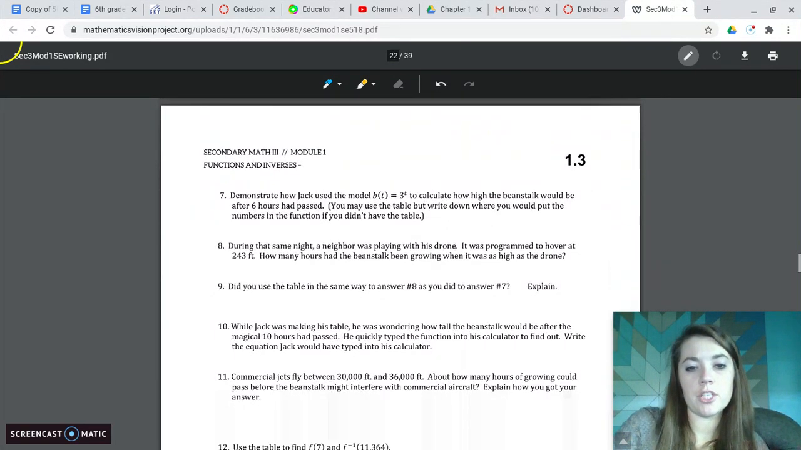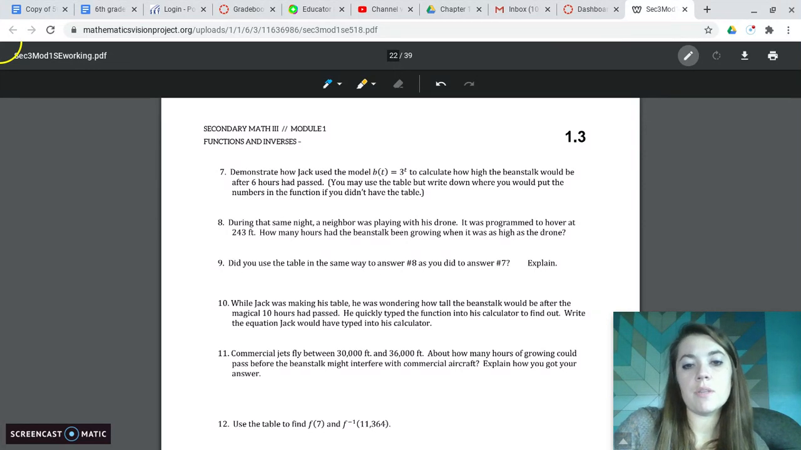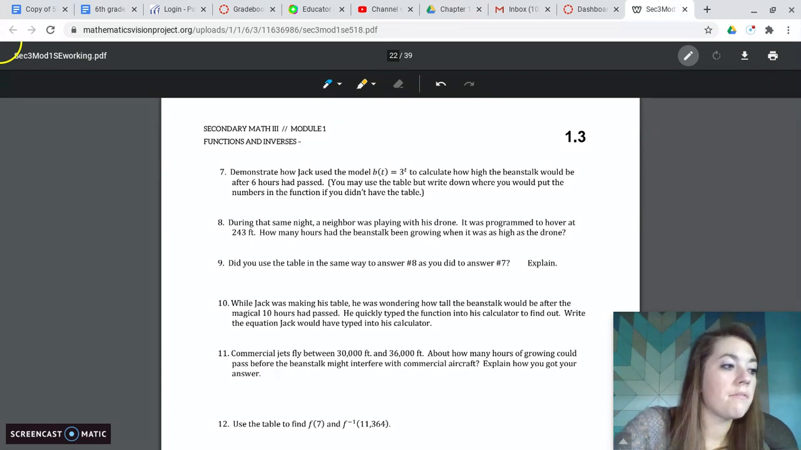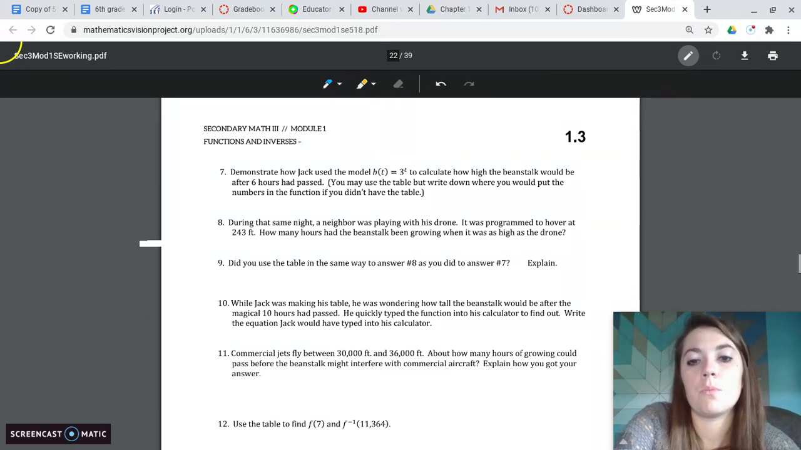Now, our first question. Demonstrate how Jack used the model b of t equals 3 to the power of t to calculate how high the beanstalk would be after 6 hours had passed. You may use the table, but write down where you would put the number in the function if you didn't have the table. So we have this function here, b of t equals 3 to the power of t. So let me zoom this in a little bit.